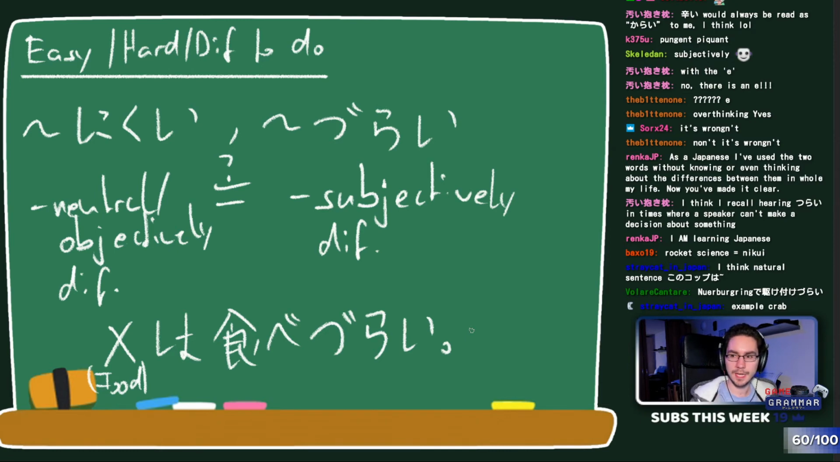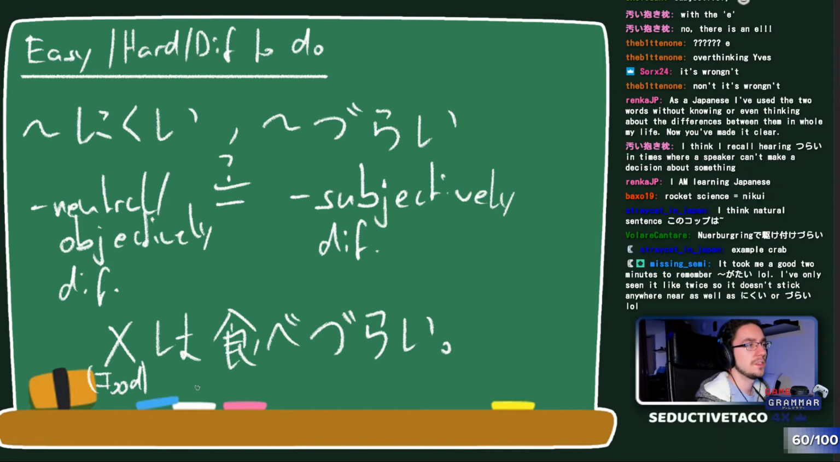However, it sounds more like there's a personal reason. So maybe you just don't really like X. Like the food here, the X food, maybe you just hate that food, which makes it hard for you to eat. But there is a sort of personal connection, right? It took me a good 2 minutes to remember がたい, because I've only seen it like twice in here as well. にくい and づらい. がたい doesn't show up as much, to be fair. It's mostly in very formal contexts.